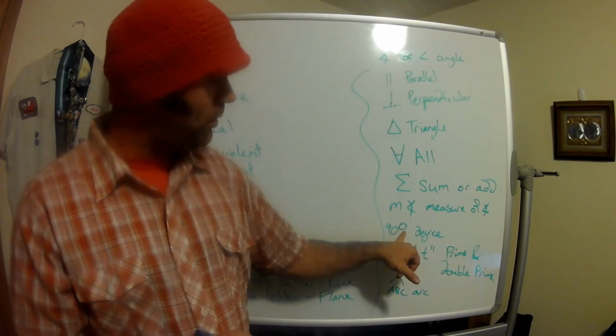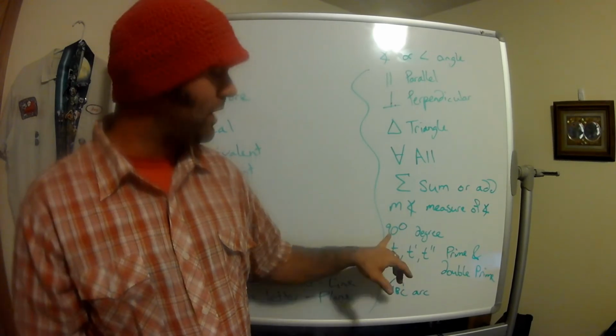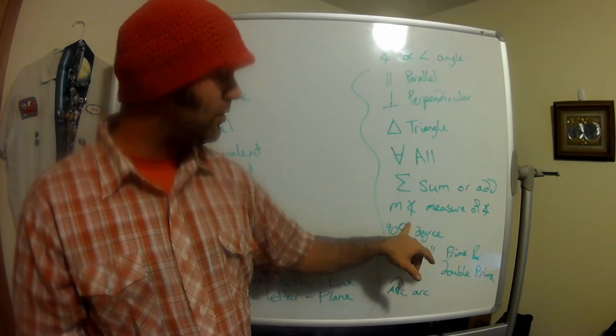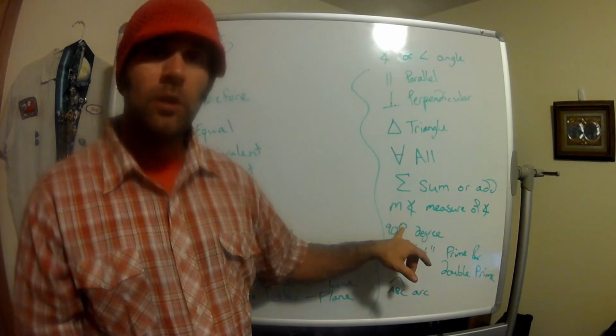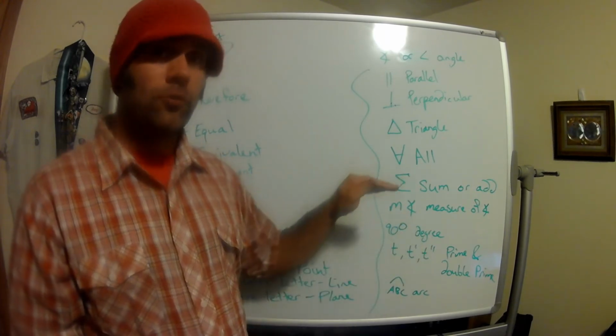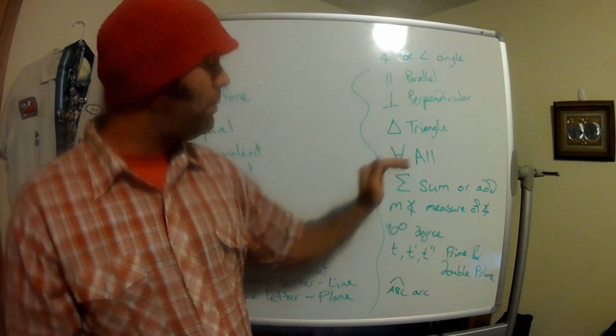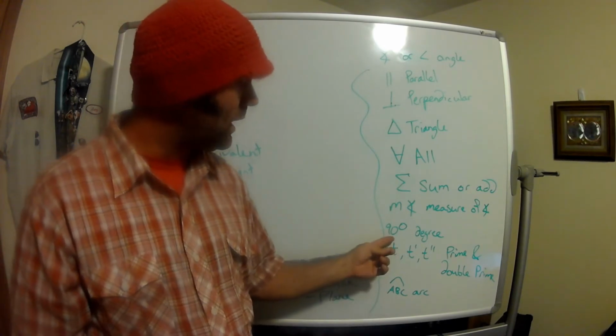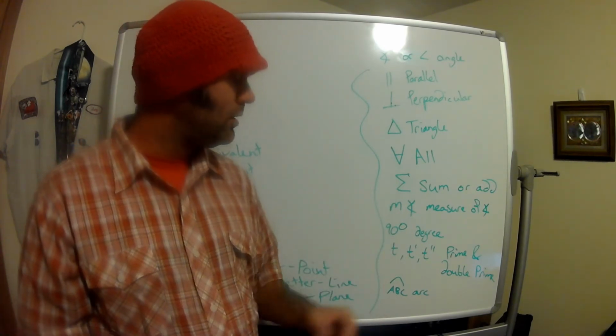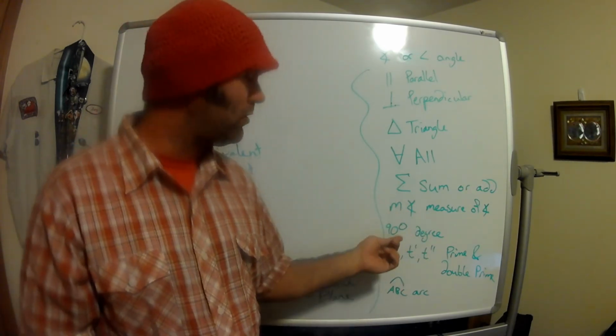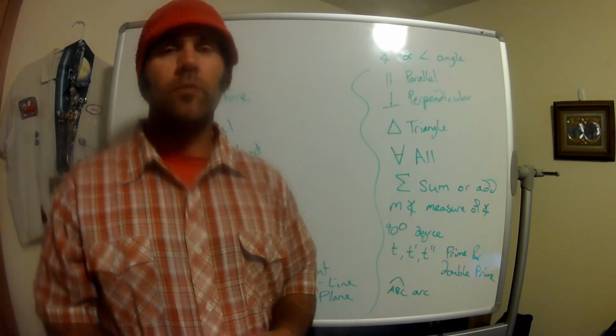So degree symbol. So an example is 90 degrees. This little circle in superscript, meaning that it's up above the 90. It's raised. It looks like a power of 0, but it actually means degree. So 90 degrees.